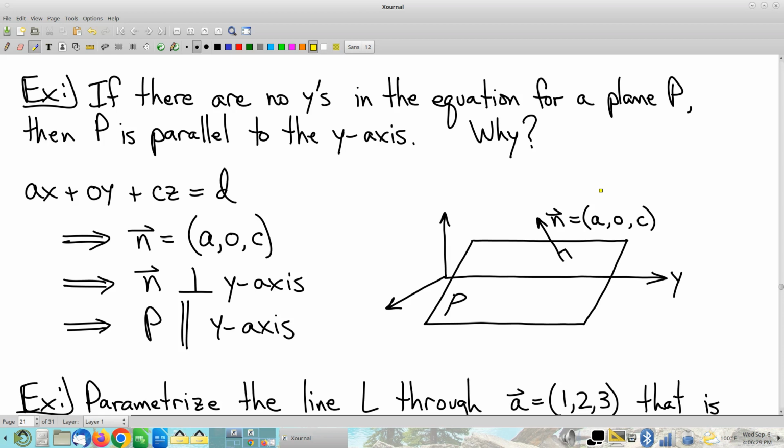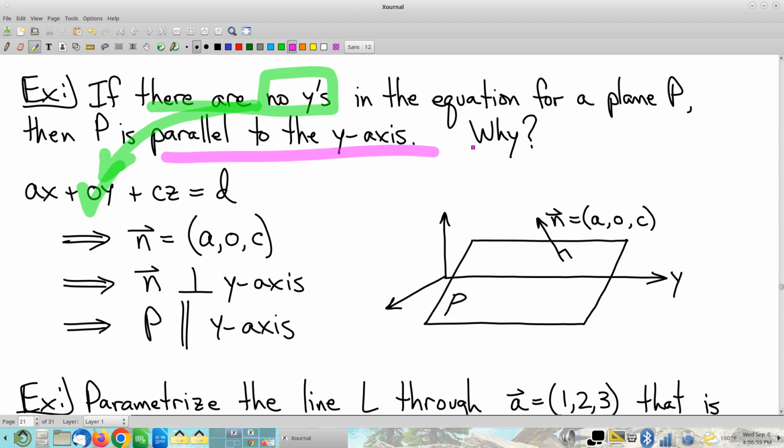Here it is. If you look at the equation of a plane, and if there are no y's in the equation, such as, for example, check it out, no y's in that equation, right? Ax, 0 y's, and then some z's, etc. If that happens, so easy to observe, just look for the absence of y's. Costs you nothing, and the wonderful conclusion is that the plane must be parallel to the y-axis. That's a significant geometric conclusion that you get for noticing something.